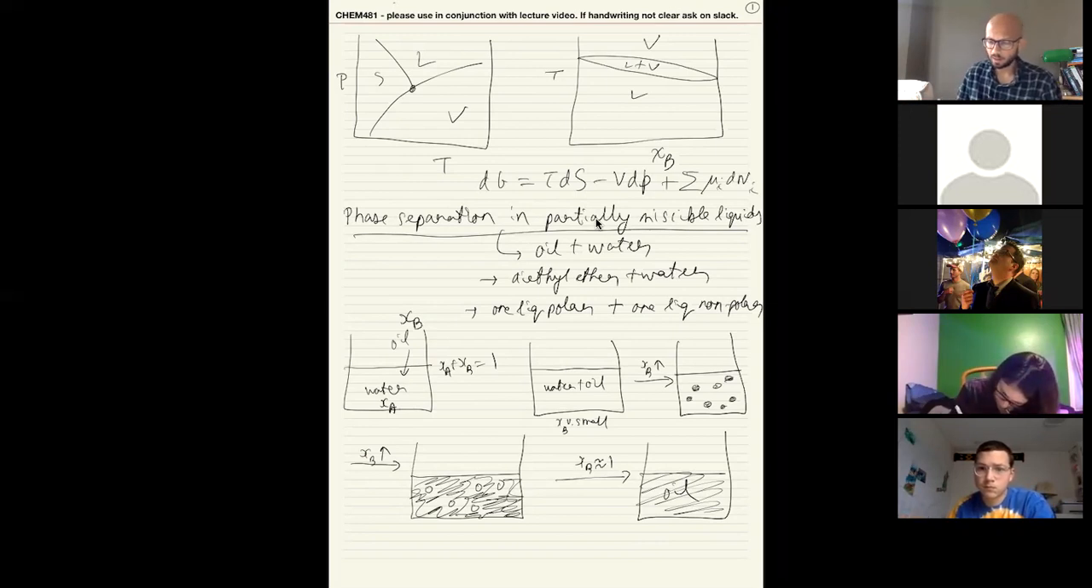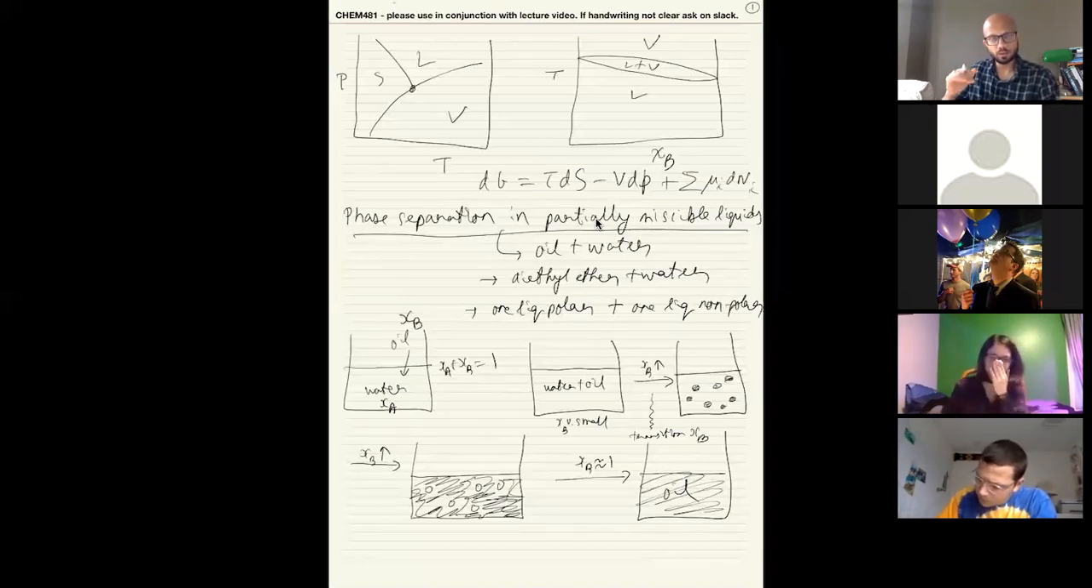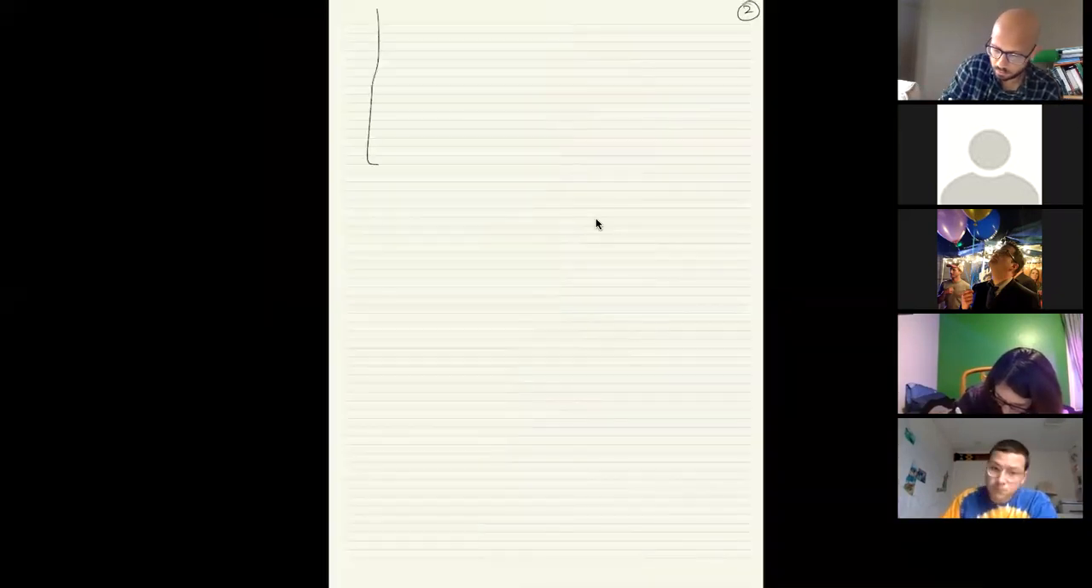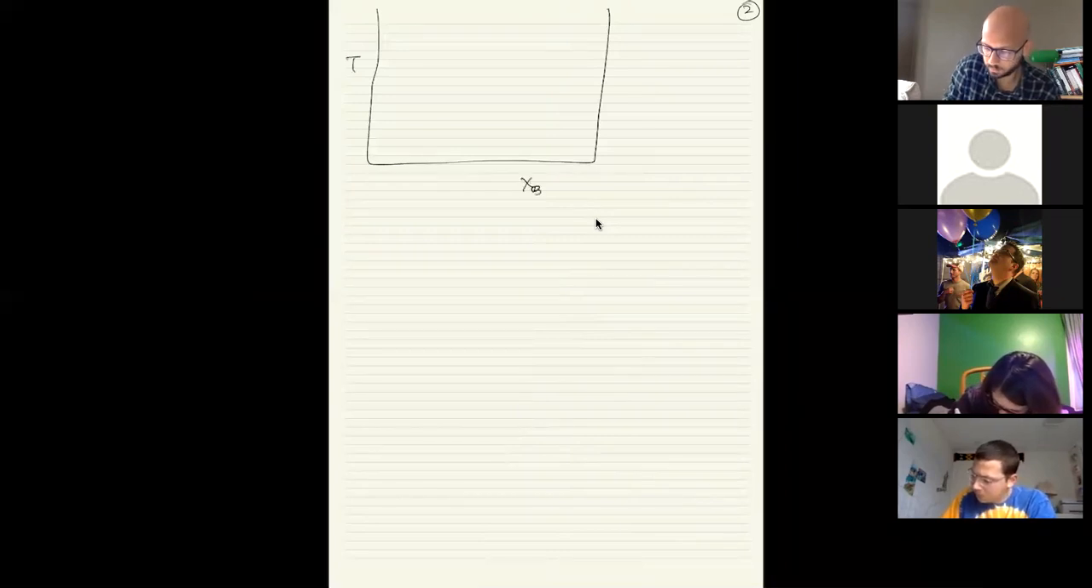And this transition region, transition XB, at which the first droplets of oil tend to appear, this transition value increases with temperature. If you are at a higher temperature, you can keep adding more and more oil until the first droplets of oil tend to appear. So let's look at how it looks in a temperature composition phase diagram. It looks quite simple, yet it is quite interesting.